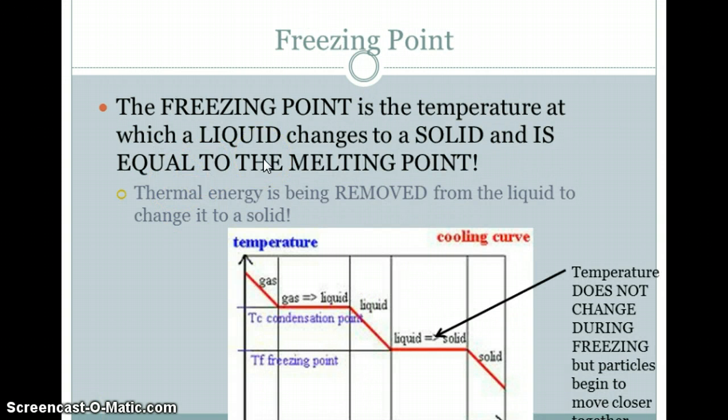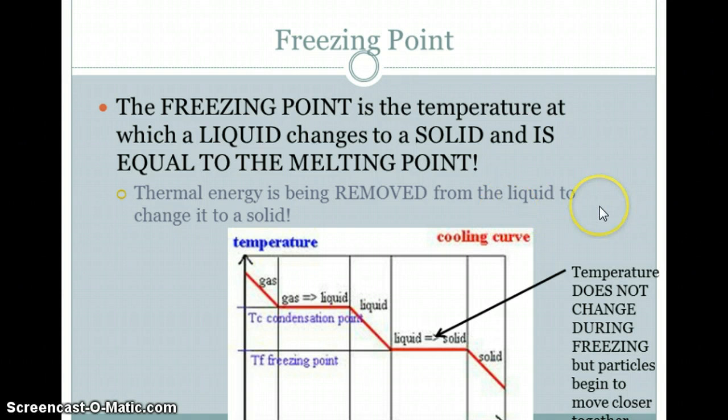So then the opposite that goes with it is the freezing point. And the freezing point is the temperature at which a liquid changes to a solid. So for example, using the same water, if I pour liquid water into a little ice container and I put it in the freezer, then at 0 degrees Celsius in the freezer, that water will change into ice, which is a solid. Basically what that means is thermal energy is being removed from the liquid to change it to a solid.